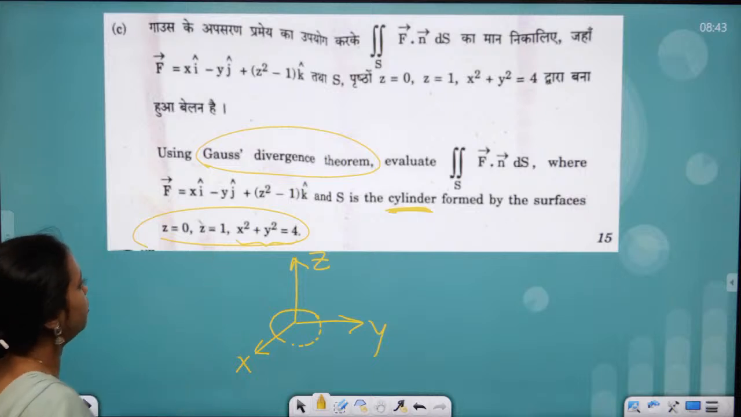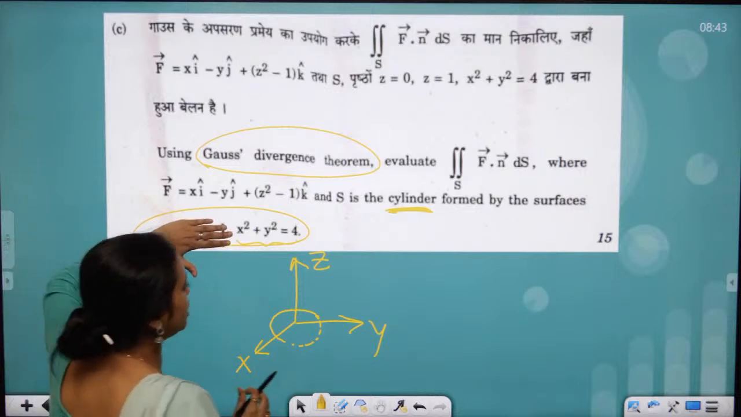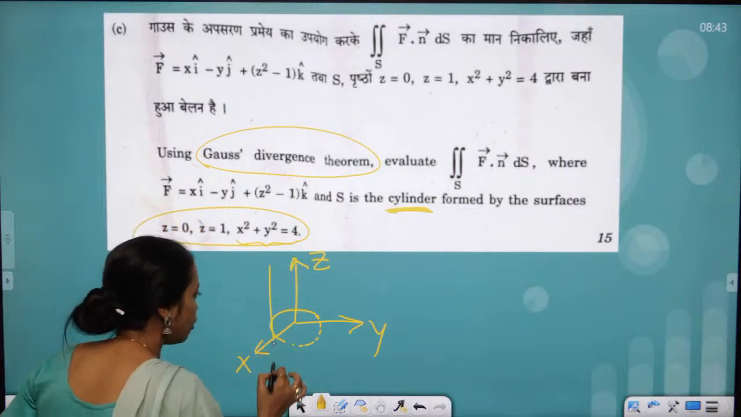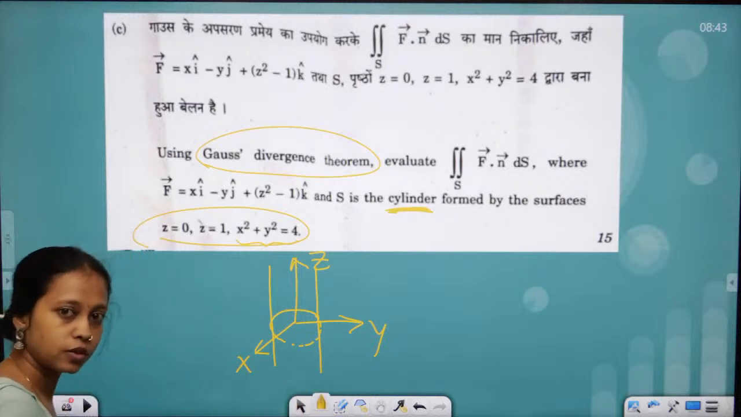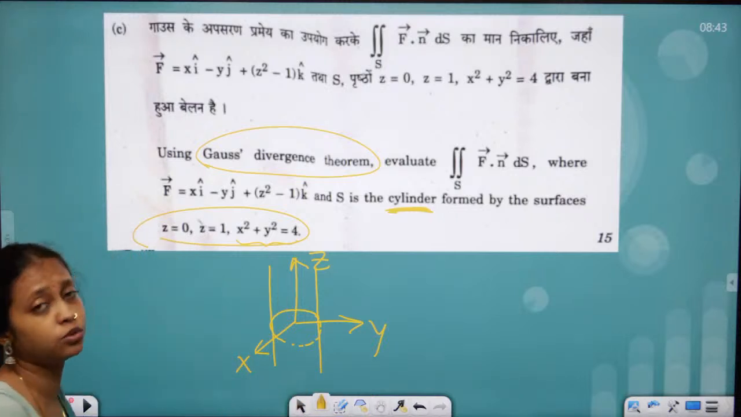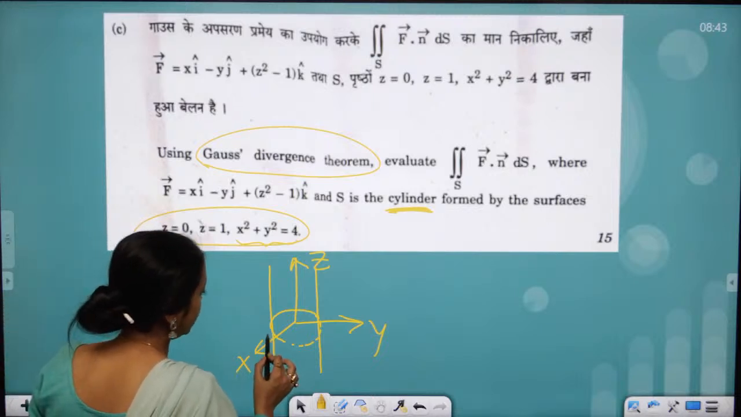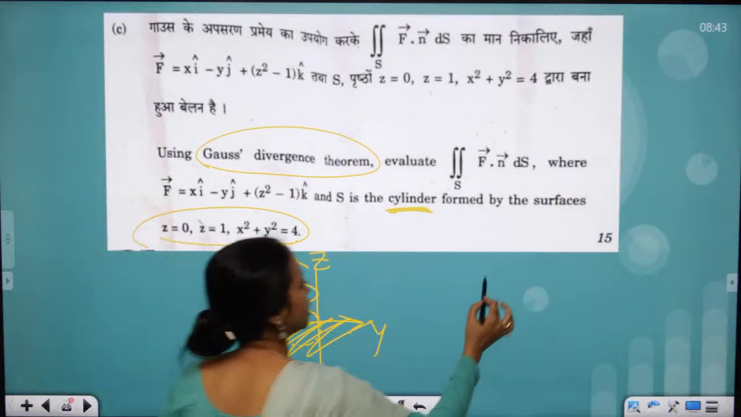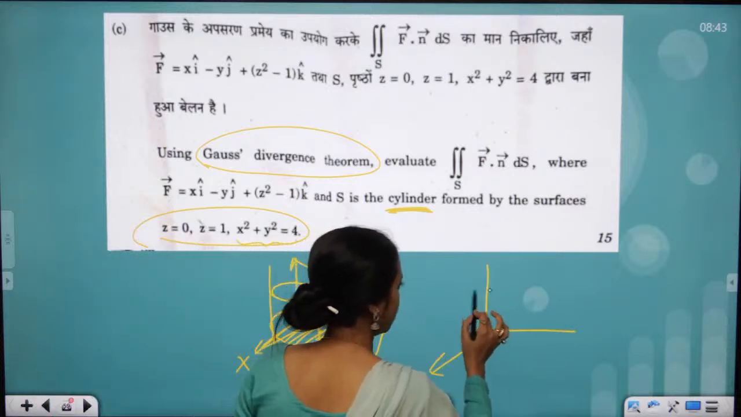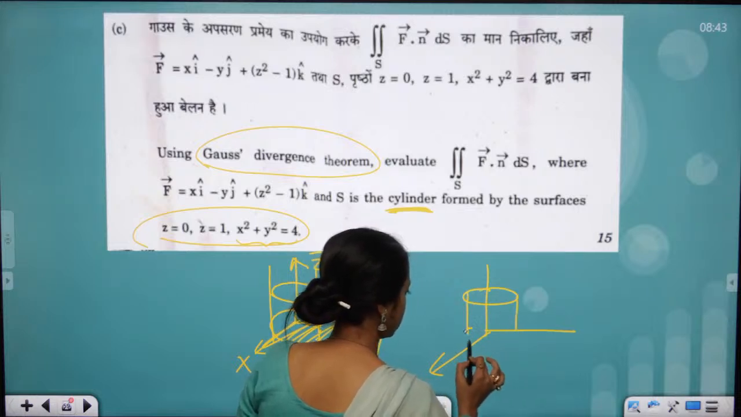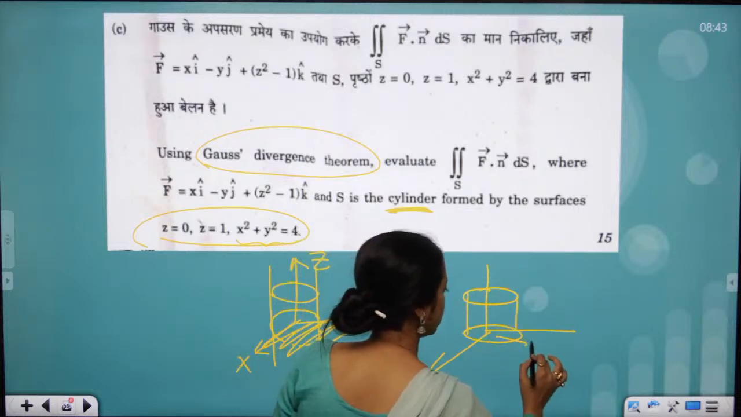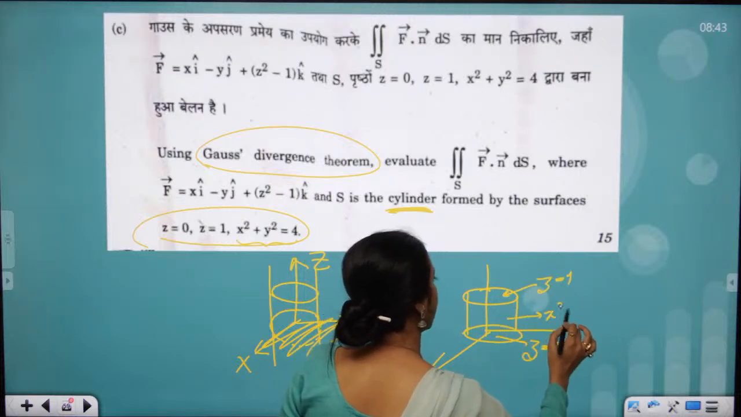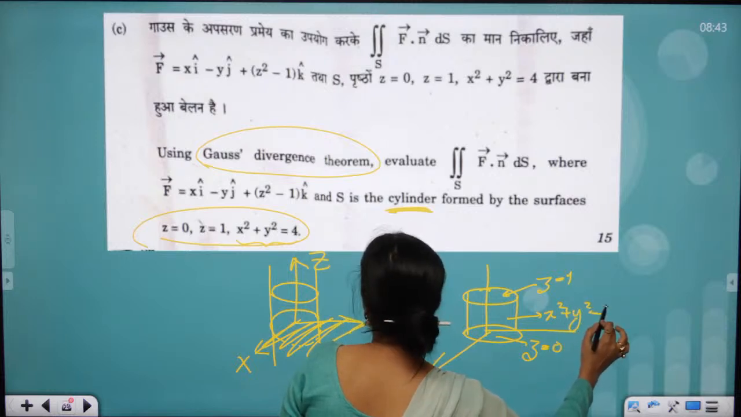But if this condition is not given, then I don't know about Z. That means it is a cylinder of infinite length in that case, right? But I have the values Z is equal to 0 and Z is equal to 1. Z is equal to 0 means the XY plane, and Z is equal to 1 means over here. So this is basically a cylinder like this. Okay, this is Z equals 0, this is Z equals 1, this is x square plus y square equals 4.